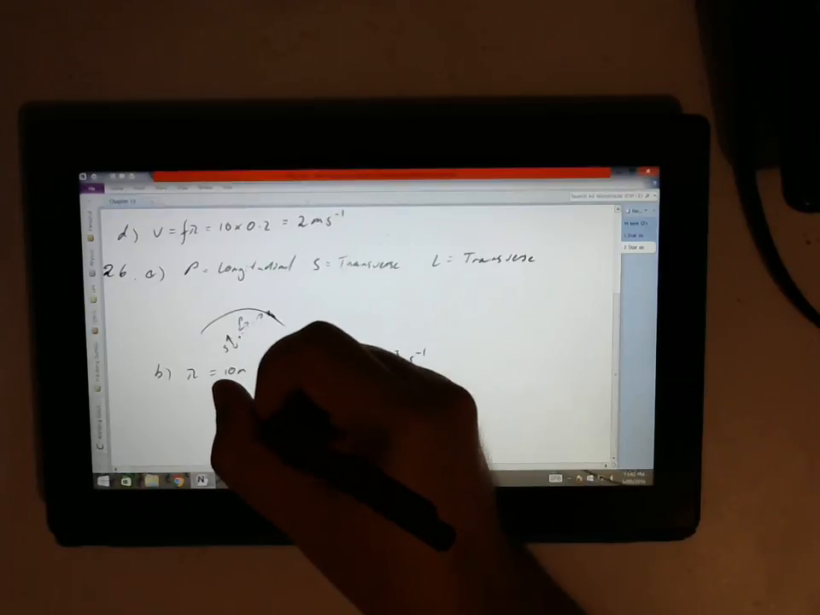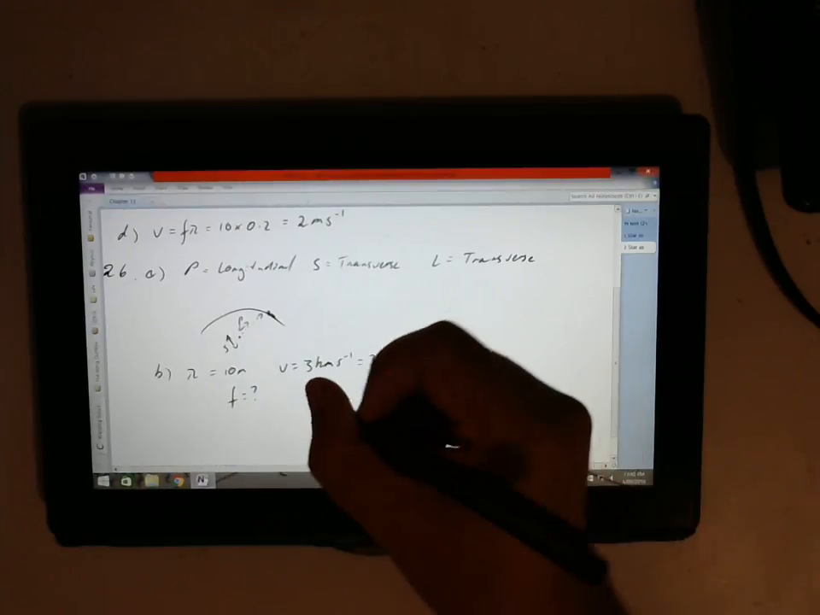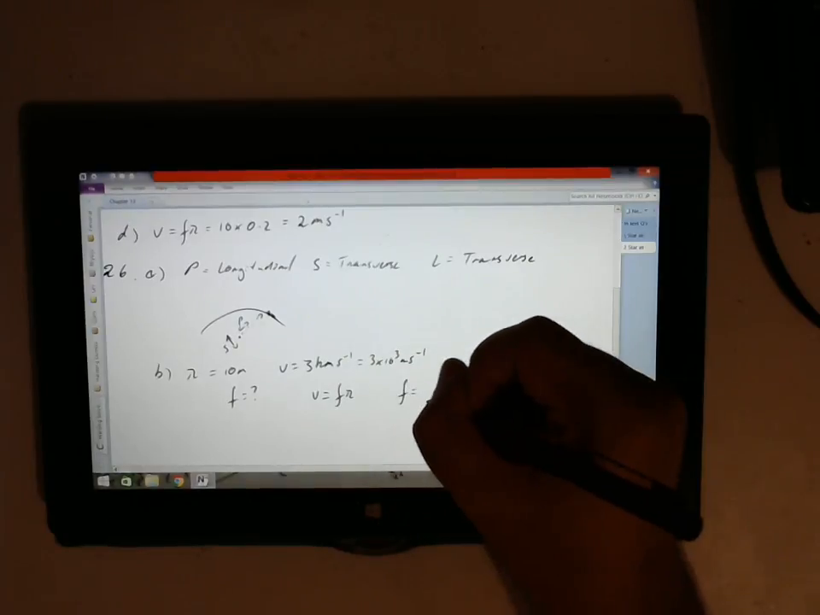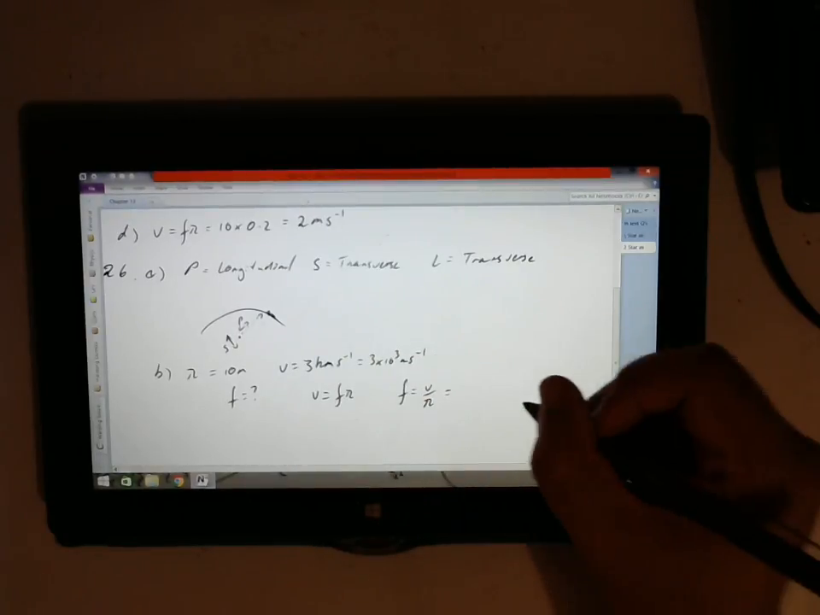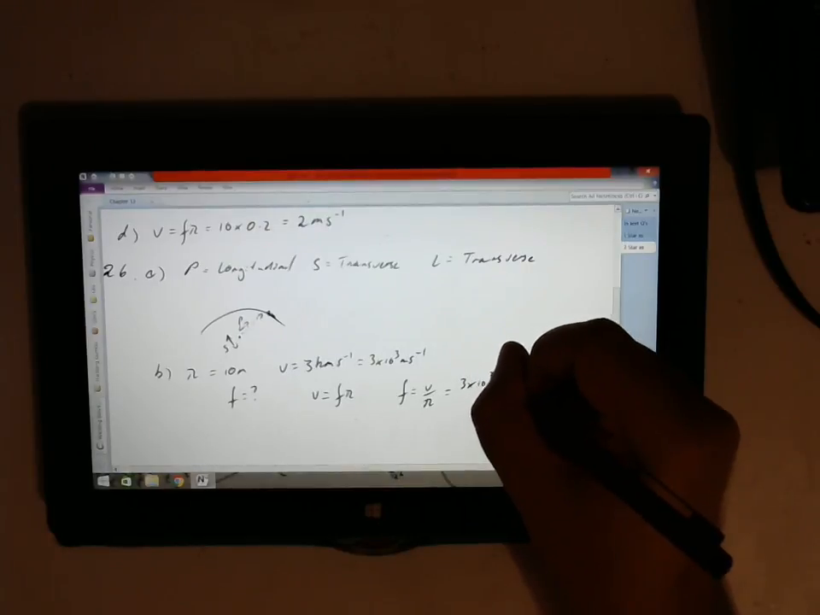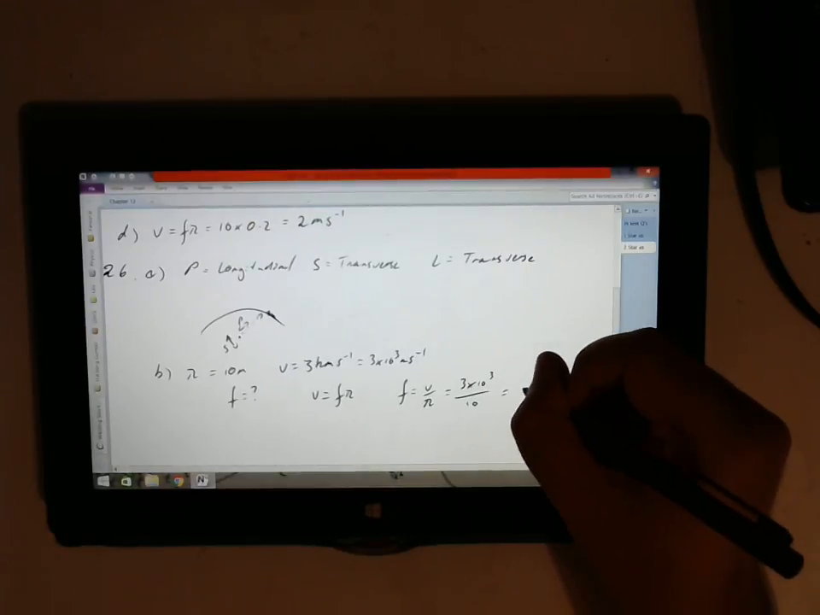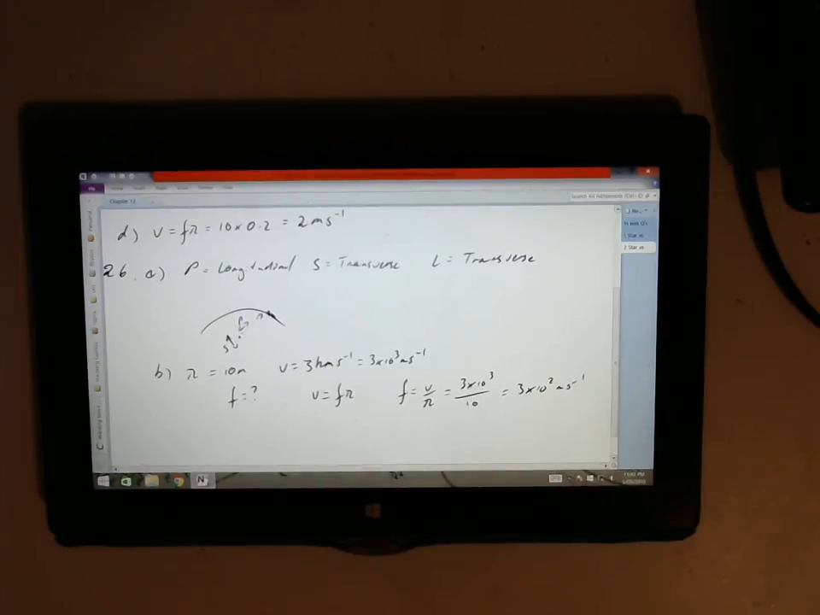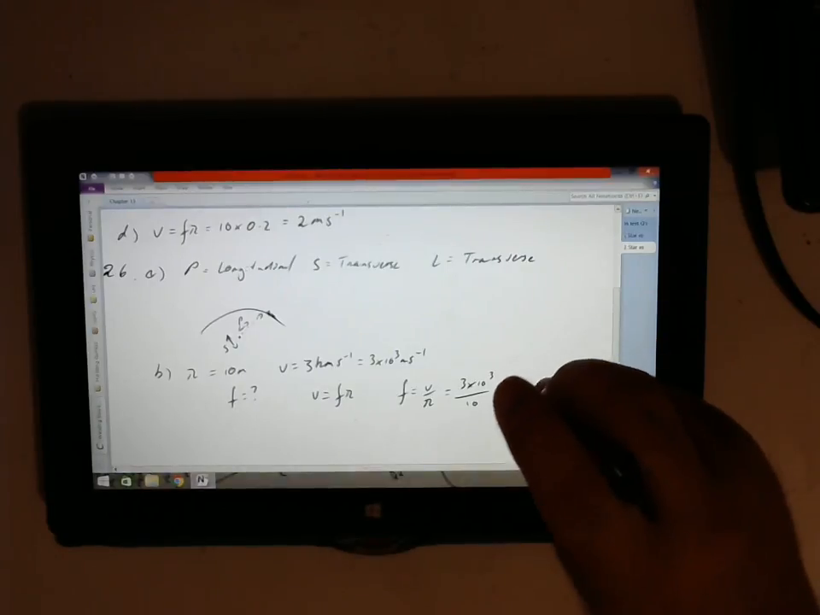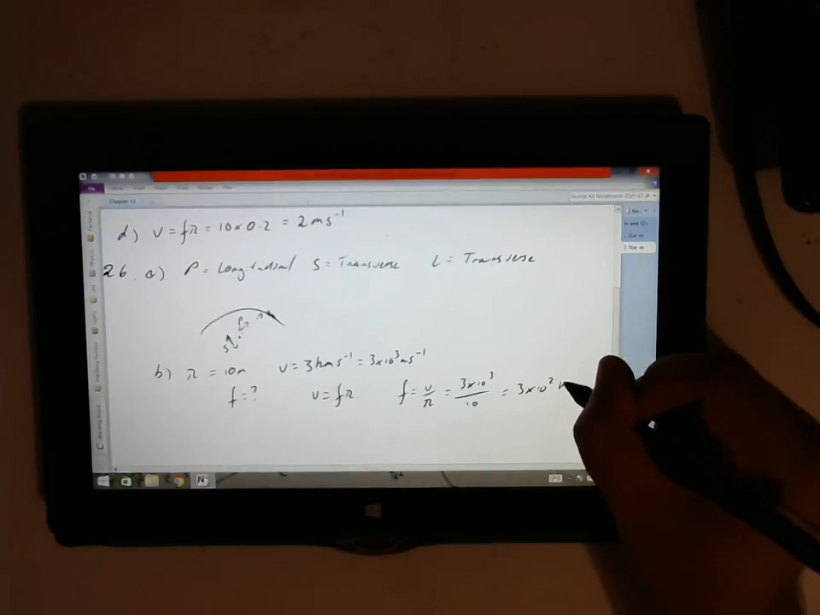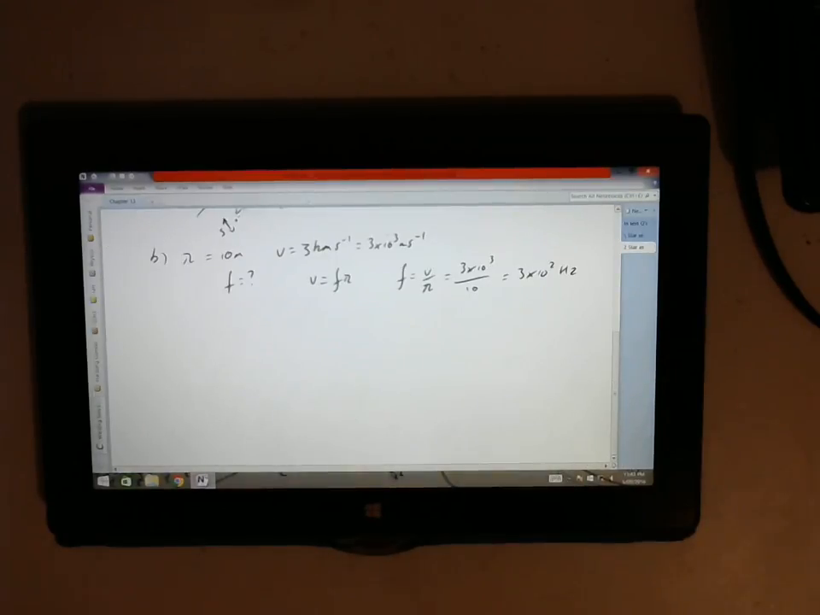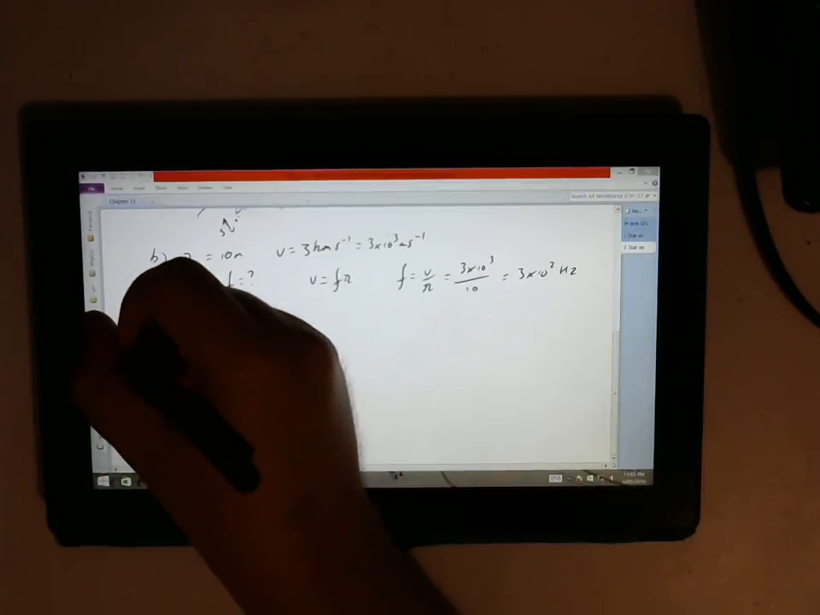We're asked to find frequency. So again, we can see it's just our wave equation. So f equals v over lambda equals 3 times 10 to the 3 divided by 10, which should equal 3 times 10 to the 2 meters per second, or 300 meters per second. Oh, sorry, we were talking about unit hertz. Frequency, 300, or 3 times 10 to the 2 hertz. Always double check your units. You don't want to make that mistake.